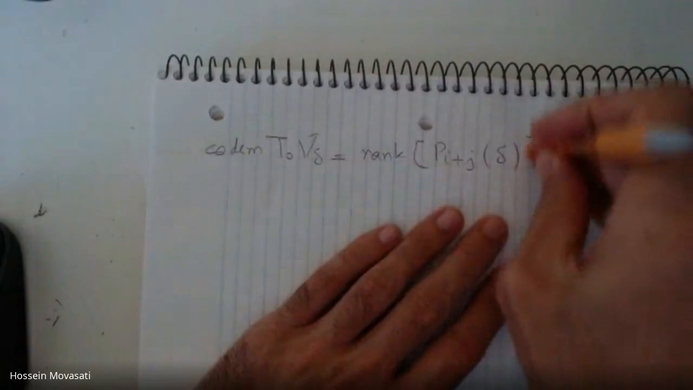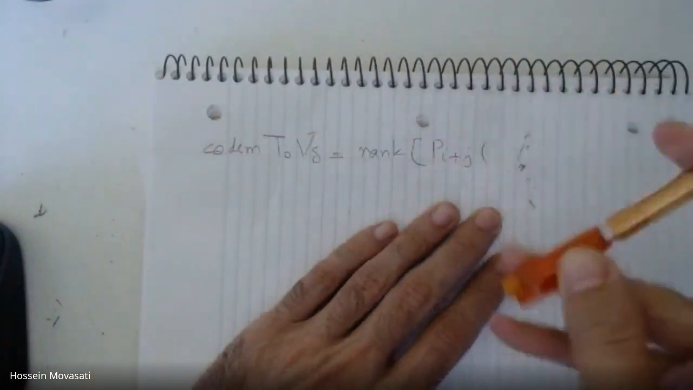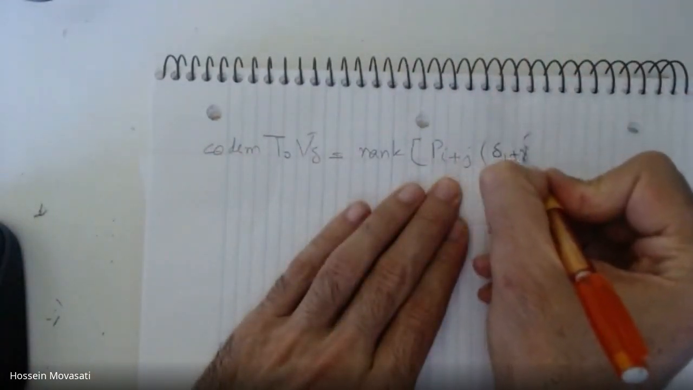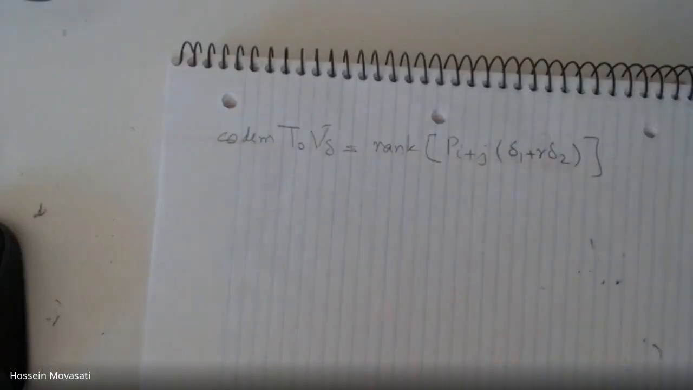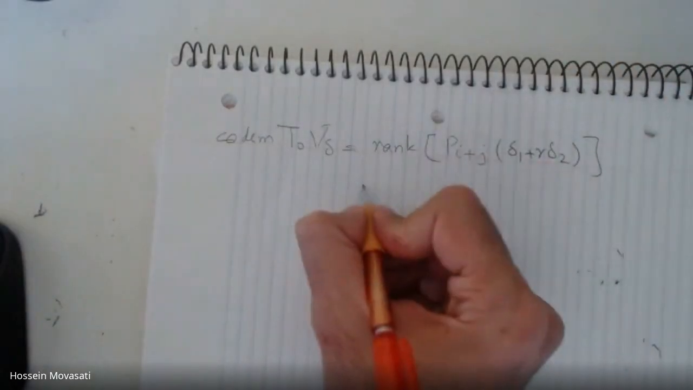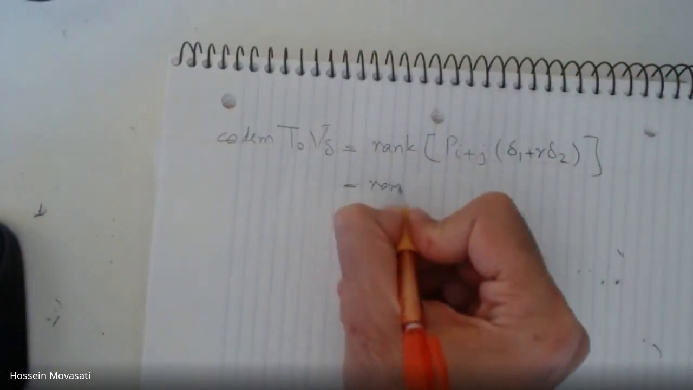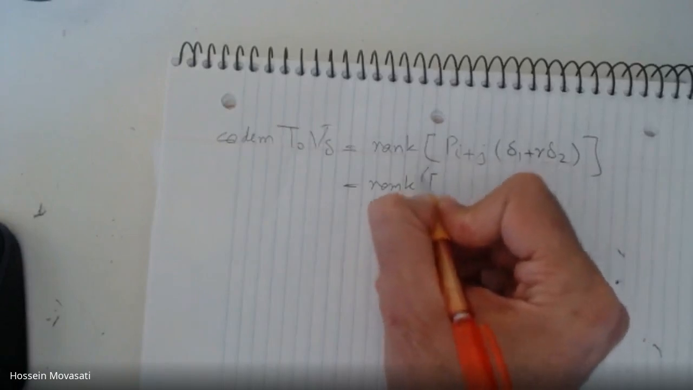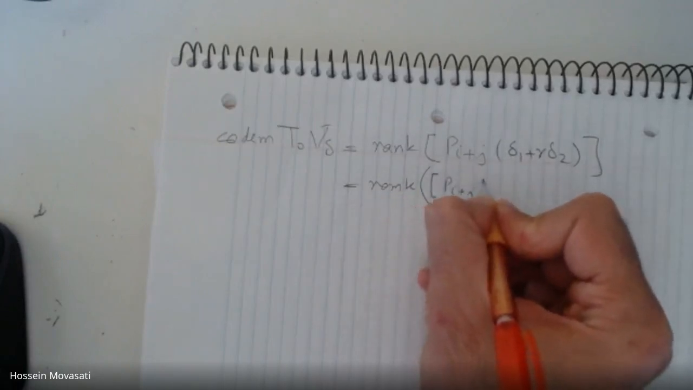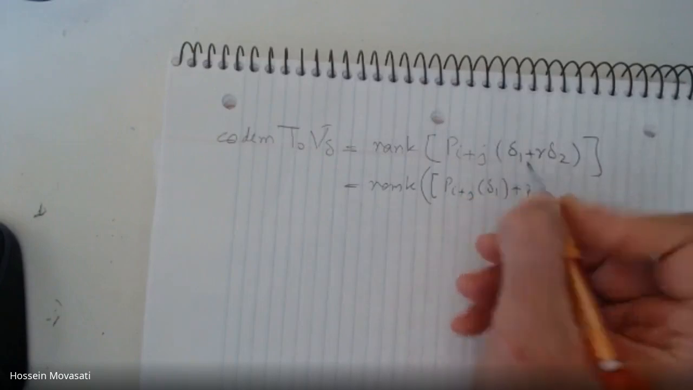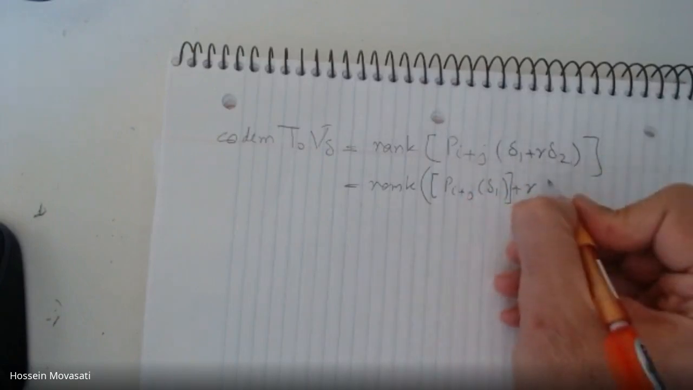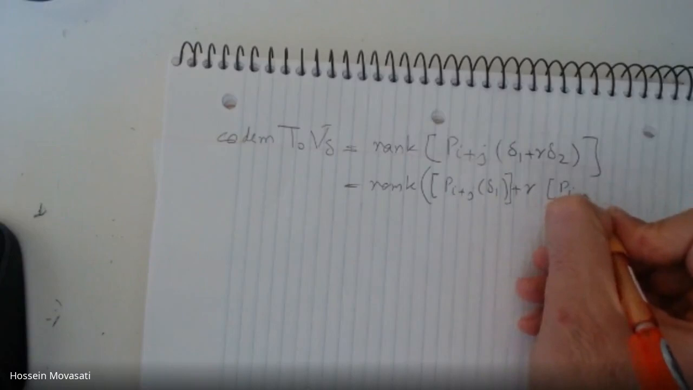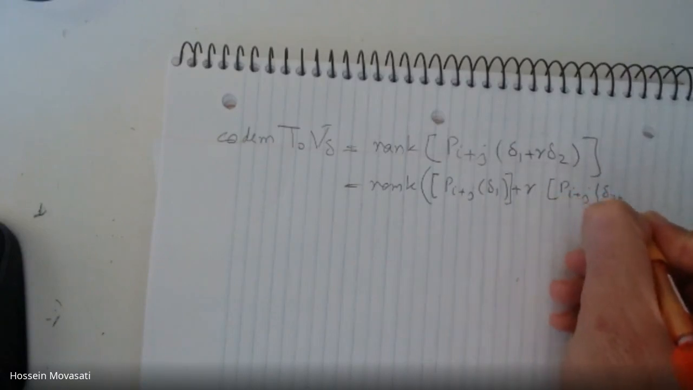Sometimes I don't write delta inside, but now I put it. Remember that at the end, this delta is just delta 1 or delta 2, and our integral is really linear. At the end, this is the rank of the matrix Pi plus G delta 1 plus R times the matrix Pi plus G delta 2.